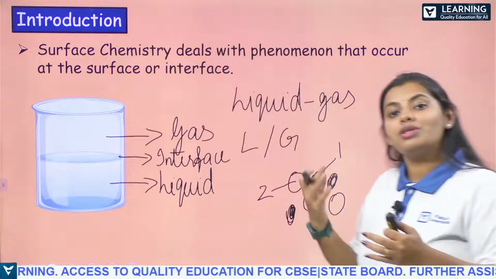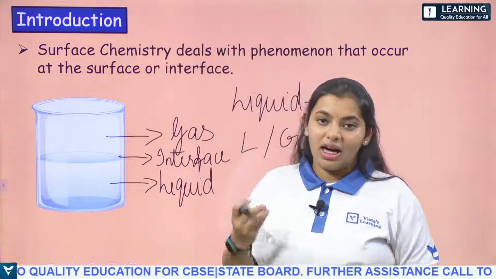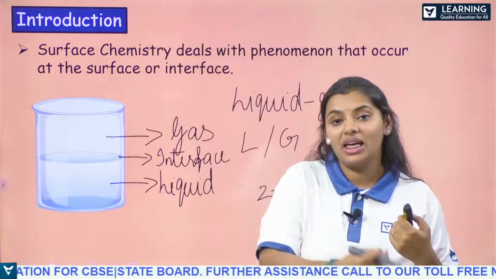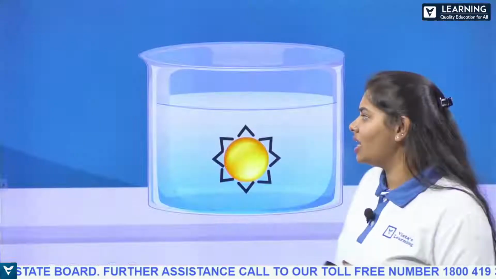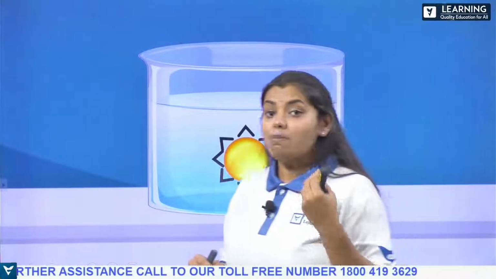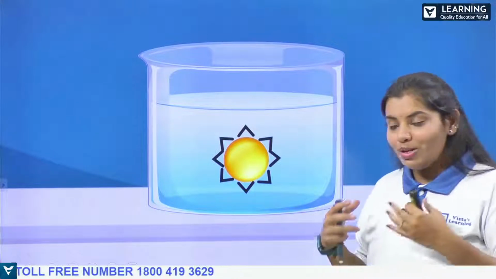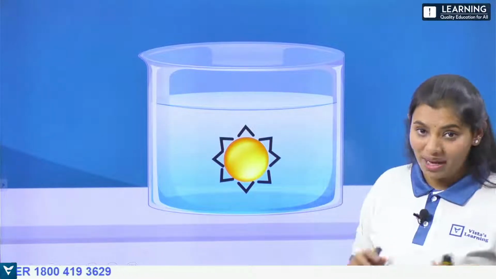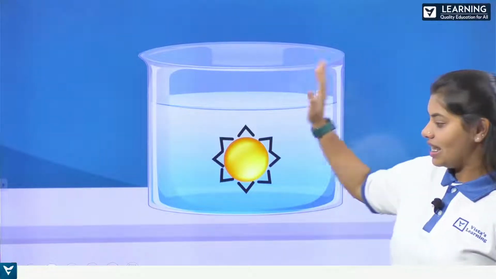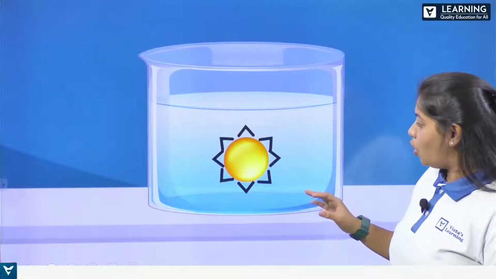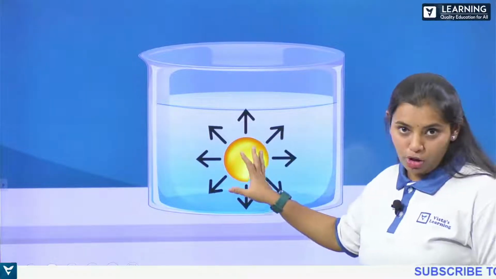Now we will go into the surface phenomena which happen in surface chemistry. The basic phenomena are absorption and adsorption. Before we get into that, we will see what exactly adsorption is. So here you can see there is a beaker, and this beaker has liquid molecules in it.